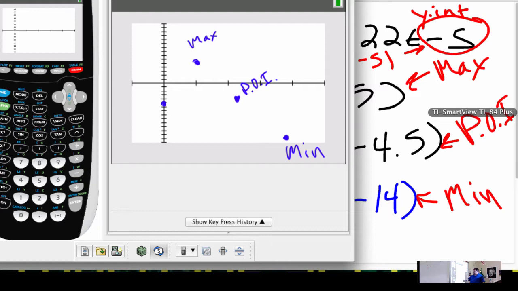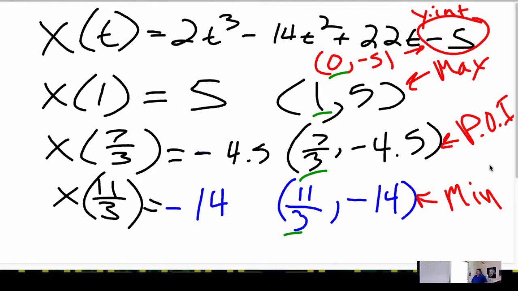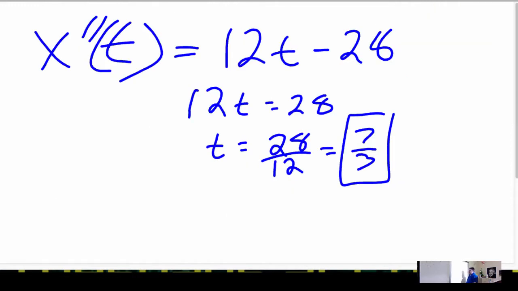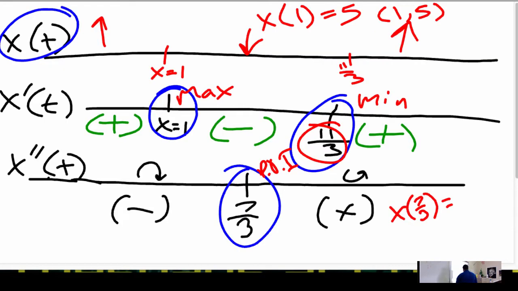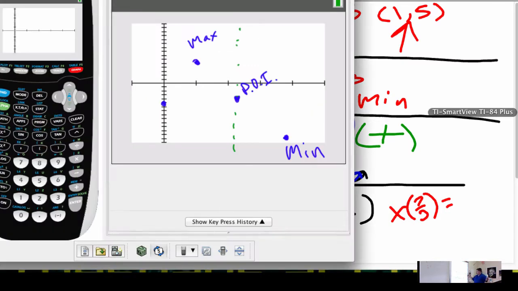Now, the only thing that I need to remember is that at my point of inflection, so now we got to go through and look at some of this stuff. My point of inflection, everything to the left of my point of inflection is concave down, right? It's concave down. And everything to the right of my point of inflection is concave up. Does that make sense? Do you have a question?